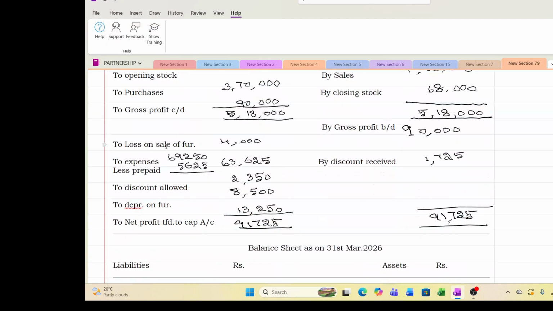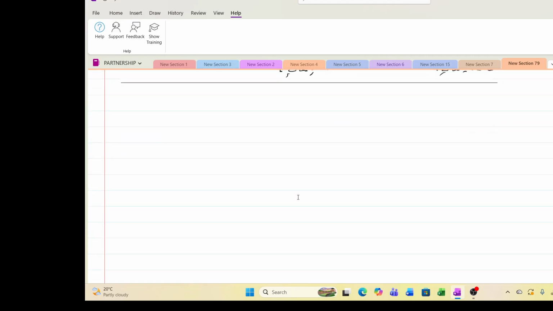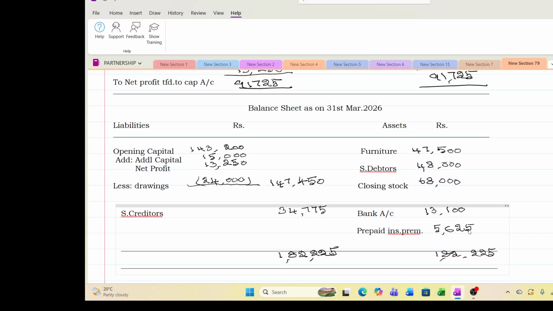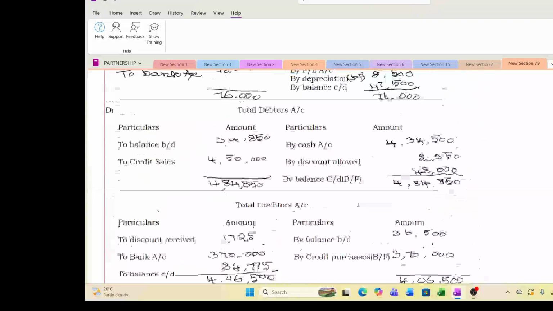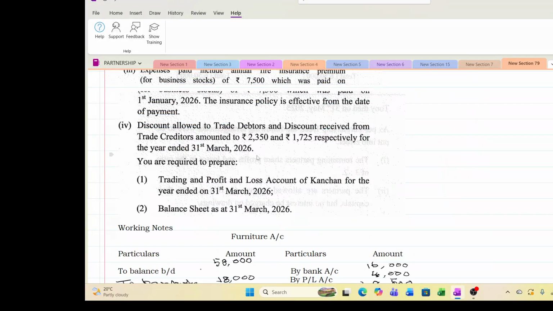See here in the P&L account, you are subtracting. So this is the credit aspect. We got 63,625, and go to your balance sheet. On the asset side, that is a debit aspect. So both the aspects have been covered for this adjustment also.